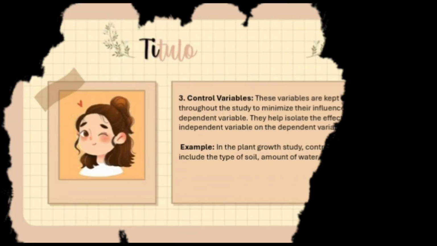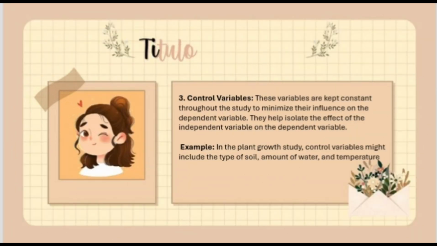Then we have control variables. These variables are kept constant throughout the study to minimize their influence on the dependent variable. They help isolate the effect of the independent variable on the dependent variable. Example: in the plant growth study, control variables might include the type of soil, amount of water, and temperature.